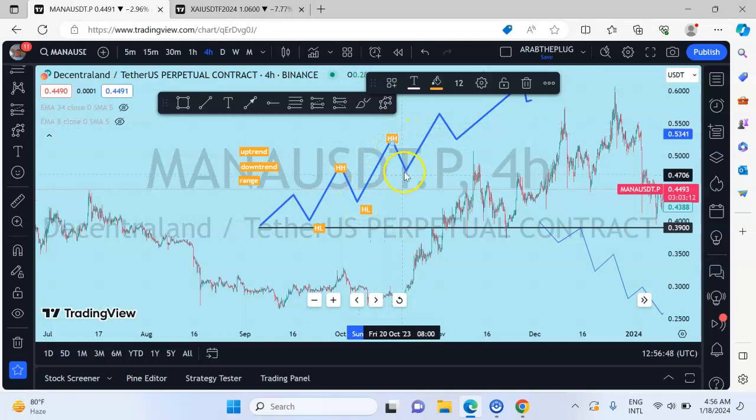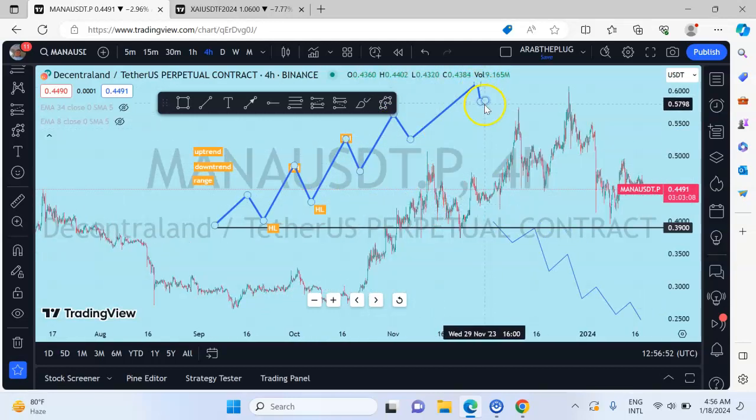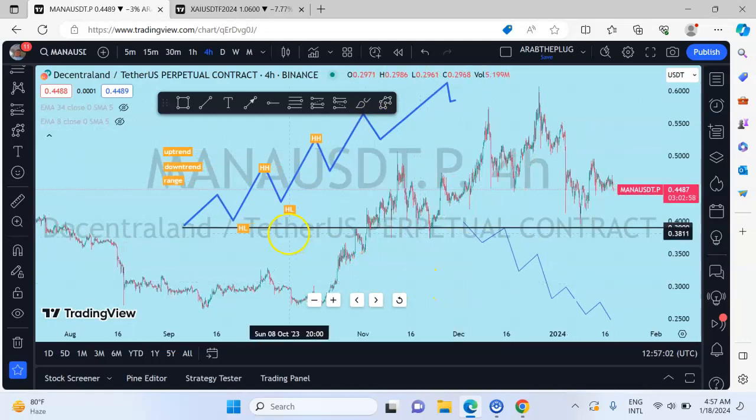Higher high, higher low. Higher high, higher low. So that is what we call an uptrend. An uptrend is a situation whereby the market has a series of higher highs and higher lows. So now, this market will continue to be in an uptrend so far as it continues making a series of higher highs and higher lows.